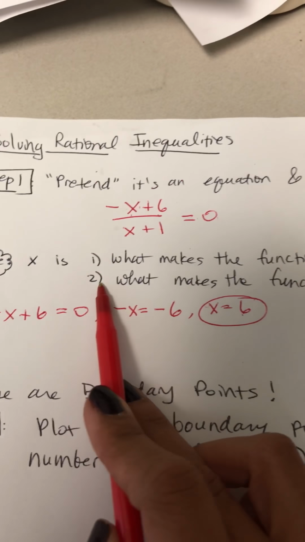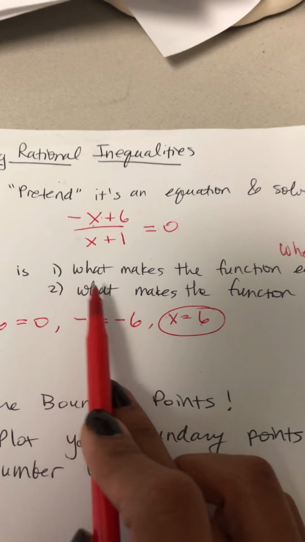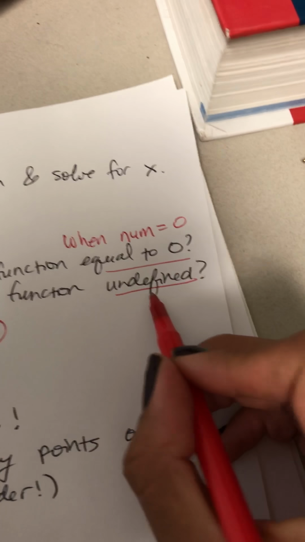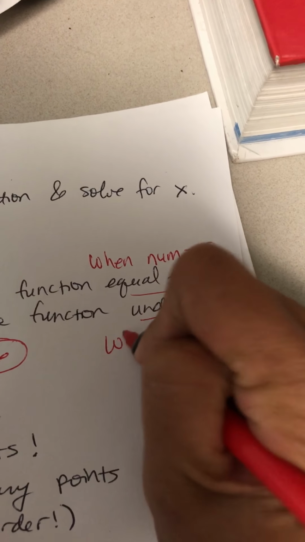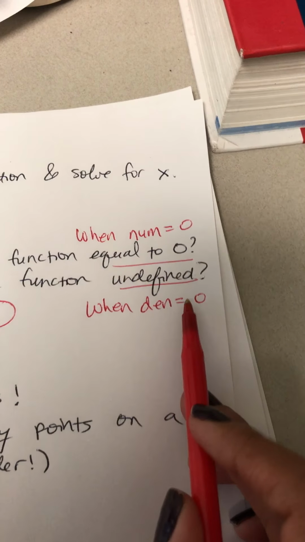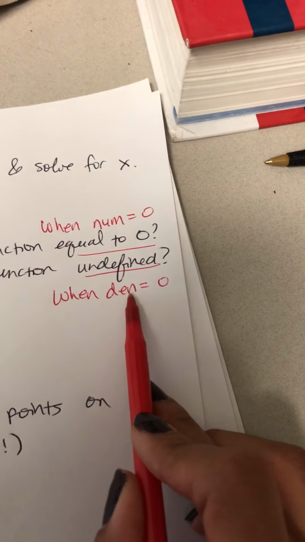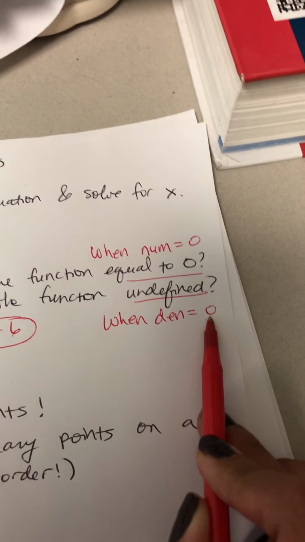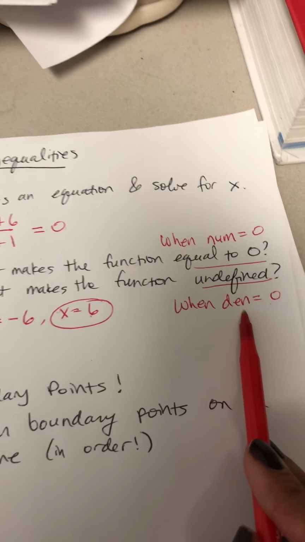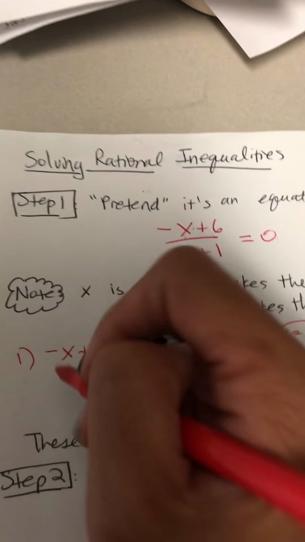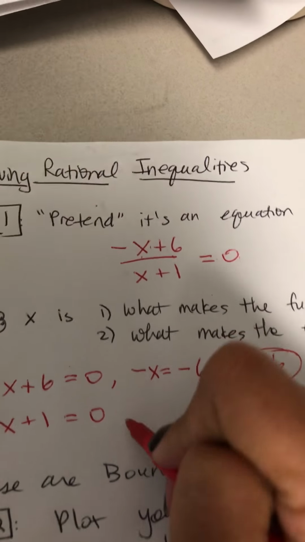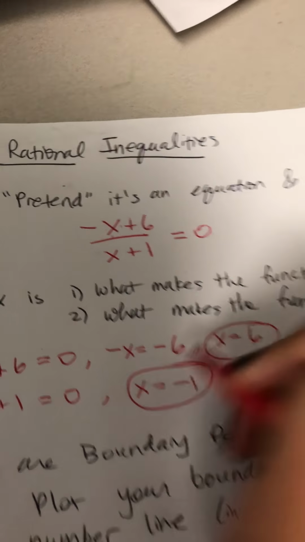Now, the other x is when you ask yourself the question, what makes the function undefined? Well, undefined means when the denominator is equal to 0. If you try to plug into your calculator 5 divided by 0, or any number divided by 0, you're going to get an error. That means it's undefined. So when does the denominator equal 0? In this case, when does x plus 1 equal 0? Well, that occurs when x is equal to negative 1.